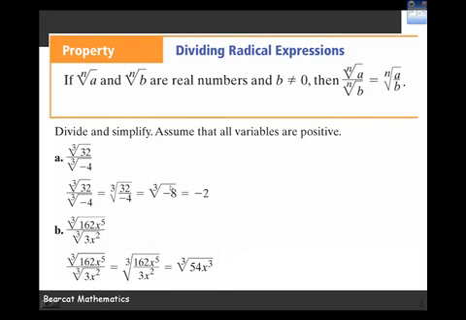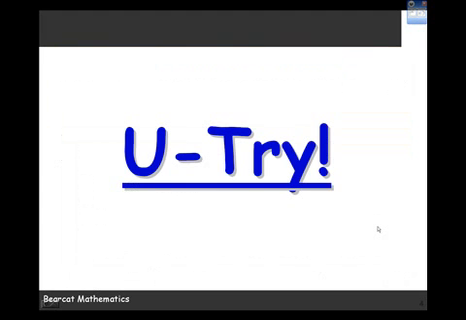27 goes in there twice. The cube root of 27 is 3, so that's going to be good to know. And the cube root of x cubed should just be x. So the cube root of 27 is the 3. The cube root of x cubed is just x. 27 times 2 gave us the 54. So 3x cube root of 2. Let's try some of these on our own.